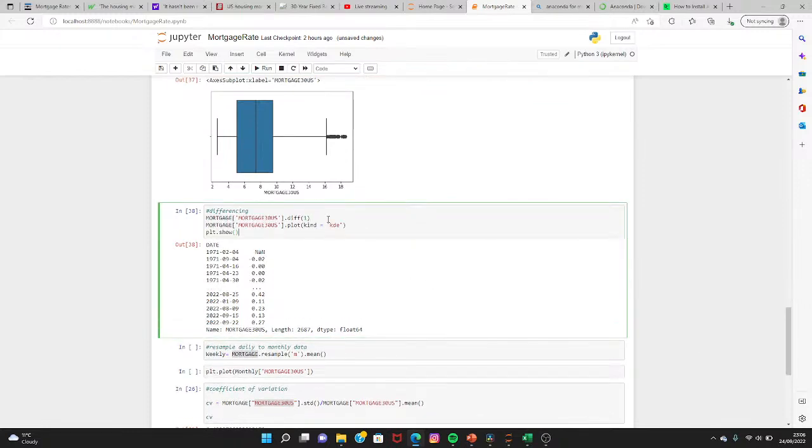The differencing is about taking a difference of the consecutive mortgage rates. It doesn't tell you much actually, but okay, let's try this still.